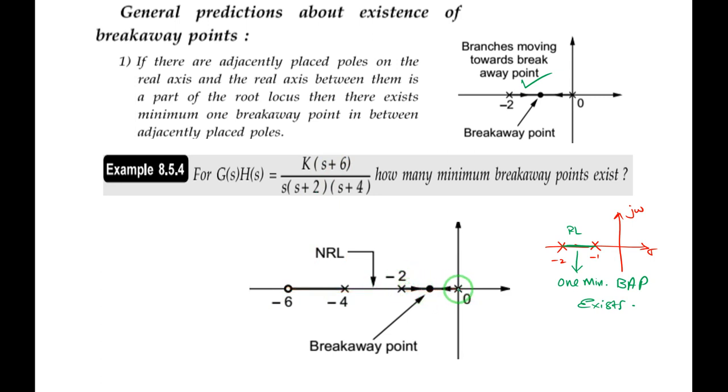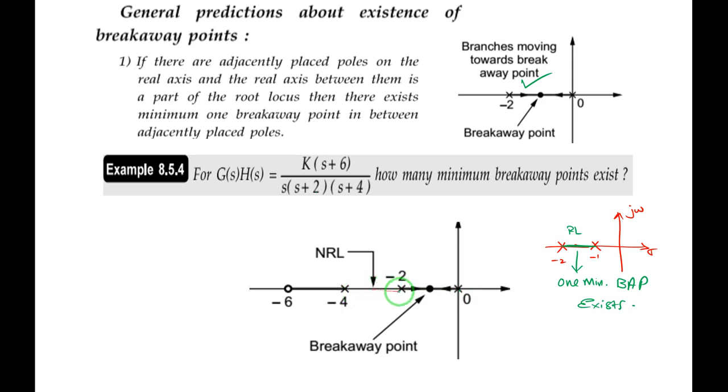You can observe here the poles at s equal to 0 and -2. These are adjacently placed poles, and the root locus exists between them. You can observe whether the root locus is there or not. If I consider one point here, to the right of it there is an odd number of poles and zeros, so 0 to -2 is a part of the root locus. Then -2 and -4 are also adjacently placed poles.